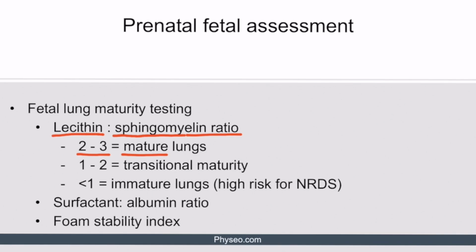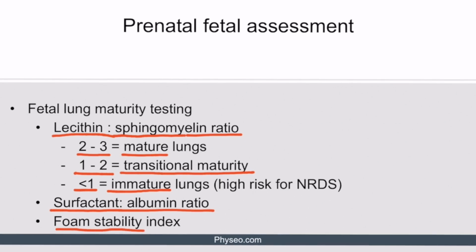But if it's lower than that, for example a score from 1 to 2, then you call that transitional maturity. And if the ratio is even lower than that, or less lecithin, then it would indicate that the lungs are immature. So there's actually a high risk for neonatal respiratory distress syndrome, also known as NRDS. Other less commonly used tests are surfactant to albumin ratio, again in the amniotic fluid, and you can also use the foam stability index. But the best thing to think about is really this lecithin to sphingomyelin ratio. And that concludes our lecture on these prenatal fetal tests.